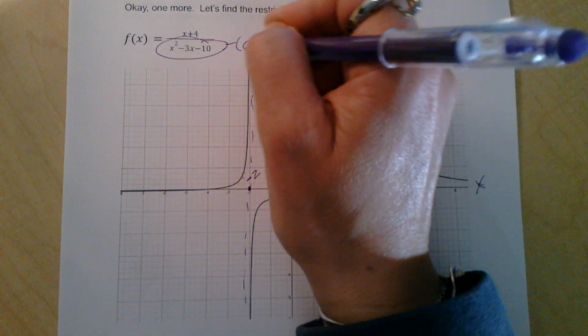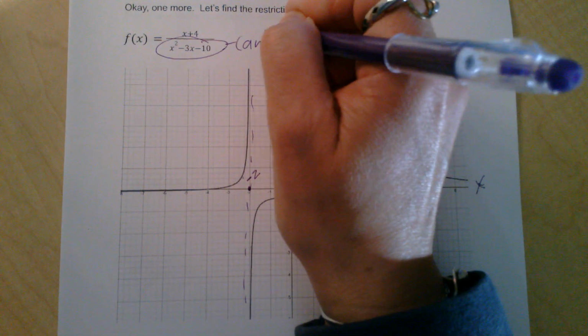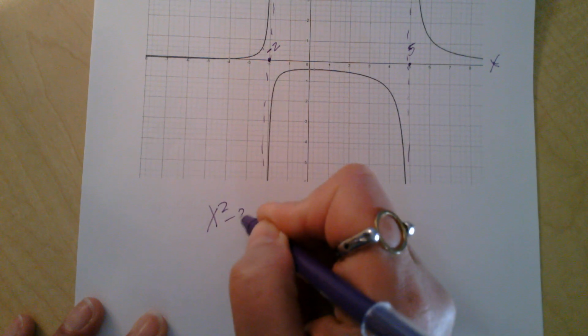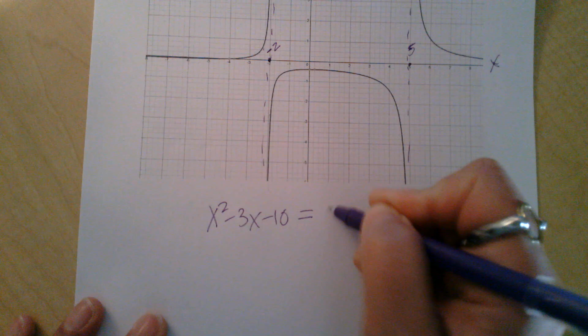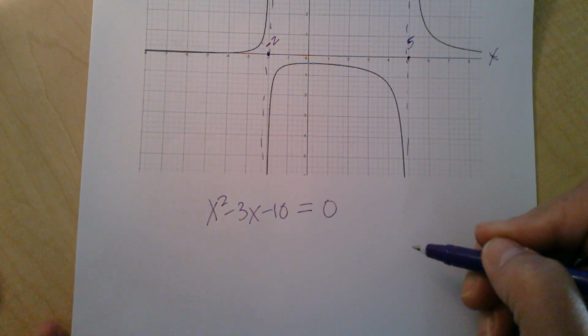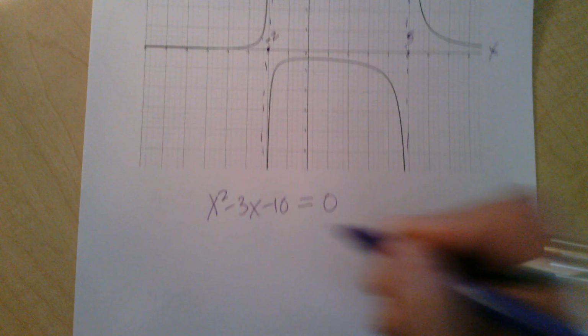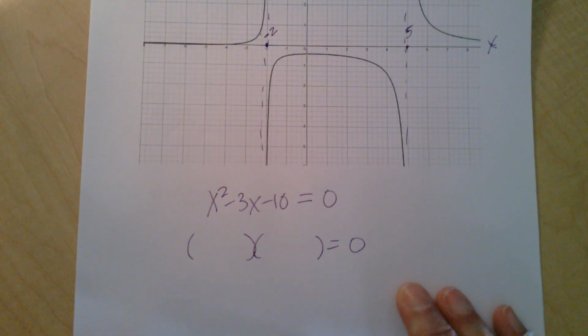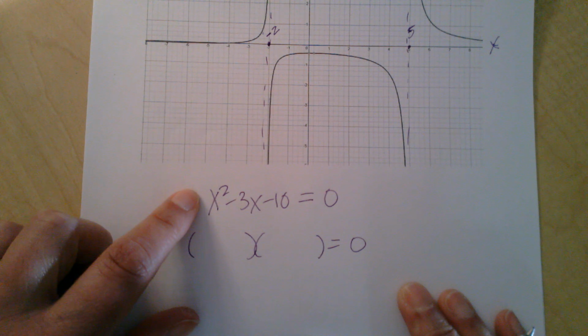So we know this can't be 0. What we're going to do is write this down: x squared minus 3x minus 10. We know it can't be 0, so let's find out what happens when it is 0. Let's find our x values. This is one of the reasons why I had you factor and why we took our time with factoring, because you are going to have to factor these.